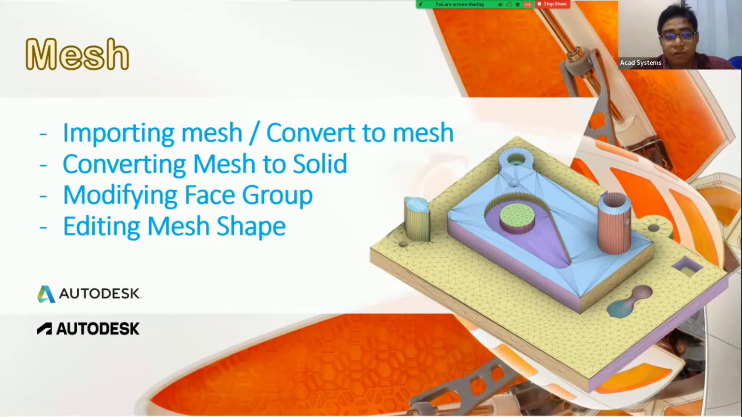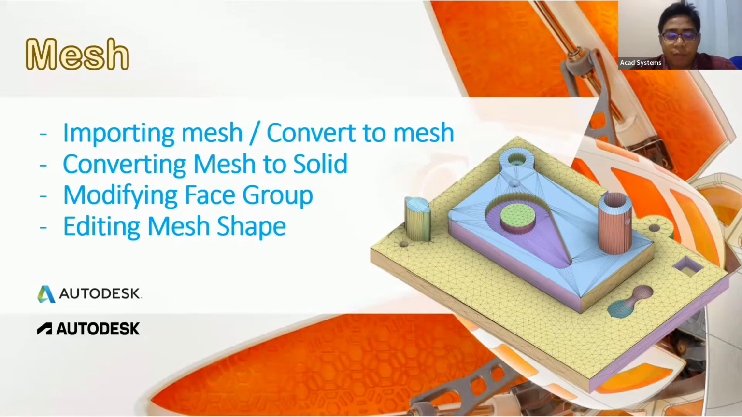Right, so first of all, we're going to import a mesh inside of Fusion, and we also want to convert our 3D solids from Fusion into a mesh. Right, so mesh basically is a model that people create, such as from Blender or Maya, which can be exported out as an OBJ or STL file, and that particular model usually cannot be edited inside of CAD files, but in Fusion 360, you can actually do that.